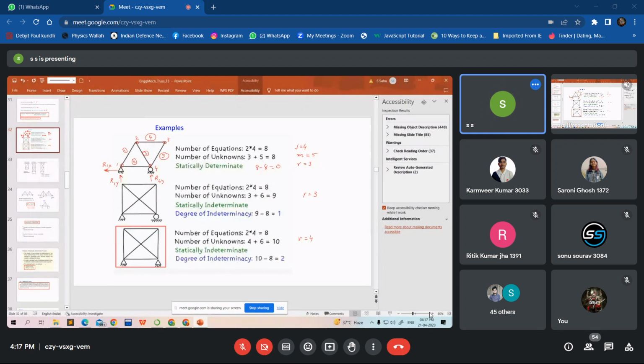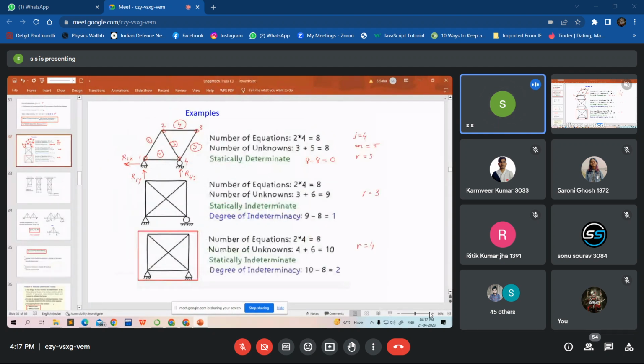So basically here, for this, if you count, you have 1, 2, 3, 4, 5, 6. How many members do you have? 1, 2, 3, 4, 5. We have 5 members, and 3 supports: Rx, Ry, and Ry. So 3, and the number of equations is the number of joints. That means 1, 2, 3, 4. So j is equal to 4. So 8 minus 8, it is satisfied. Okay. So this is statically determinate.